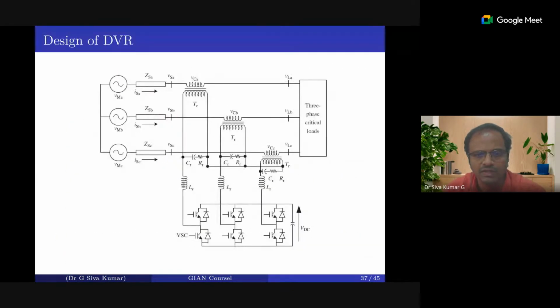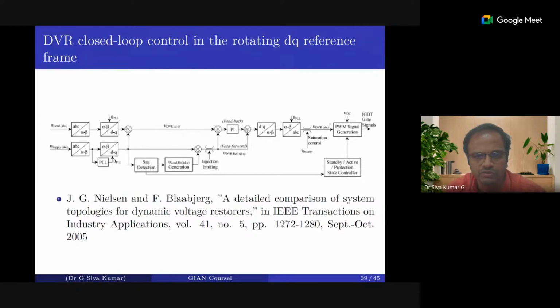Design aspects I'm not going to show. I just show you, maybe the figure clarity is not much over here. You can refer to this paper, with a detailed comparison of system topologies of the dynamic voltage restorer, which use a PWM scheme.